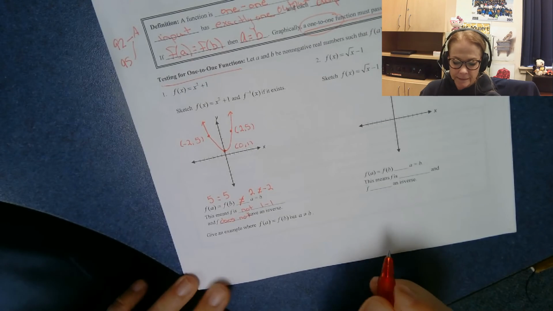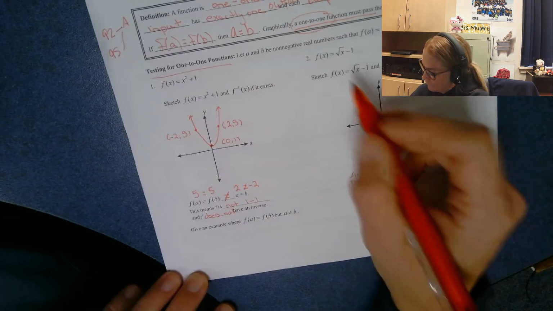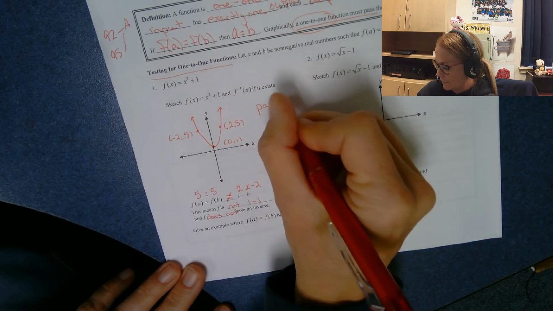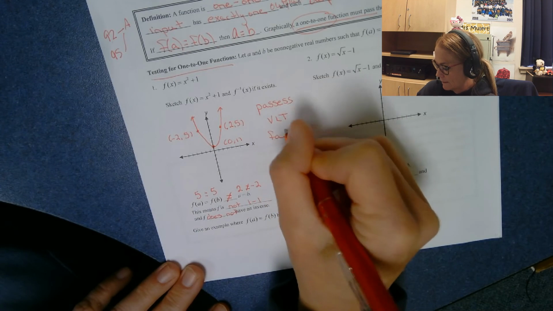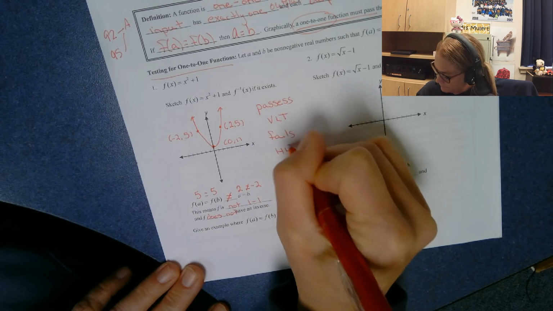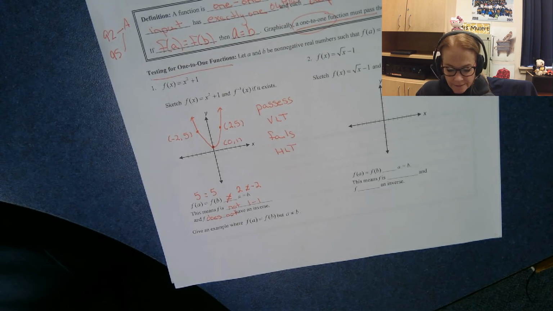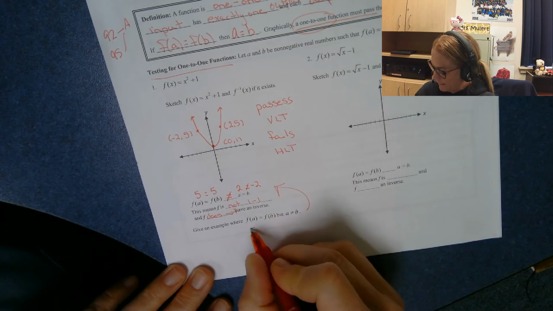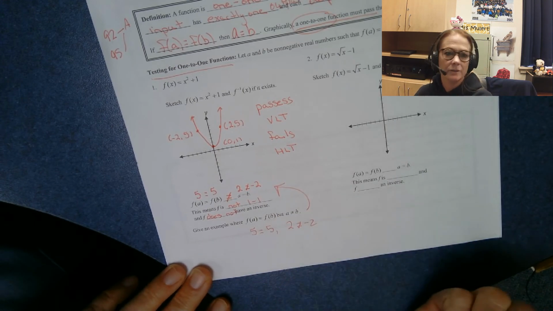So the next part of this is over here, where we graph this one. You can also see that this passes VLT. There's another way graphically: it passes VLT and fails HLT. All right. So, give an example of where f of a equals f of b, but a doesn't equal b. Right there, we had 5 equals 5, but 2 did not equal negative 2. Okay, so that's already been done.